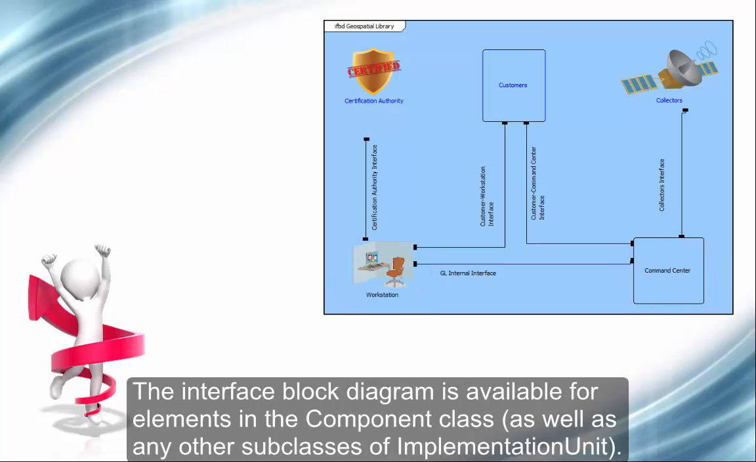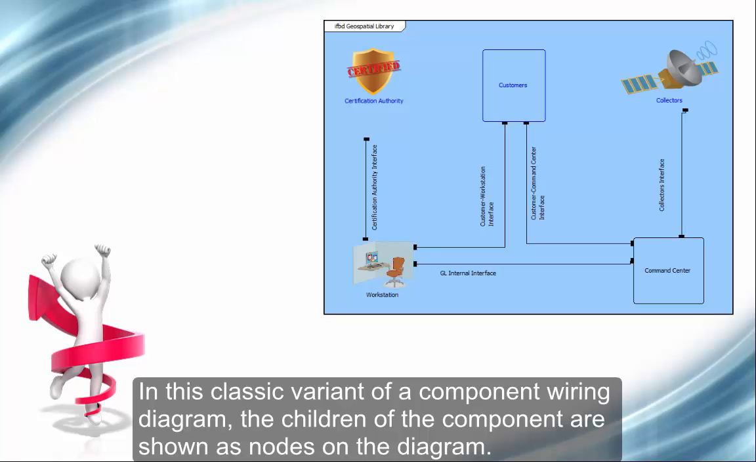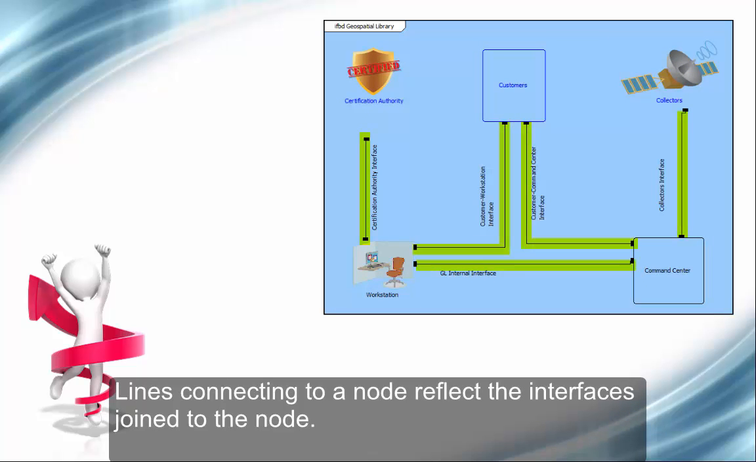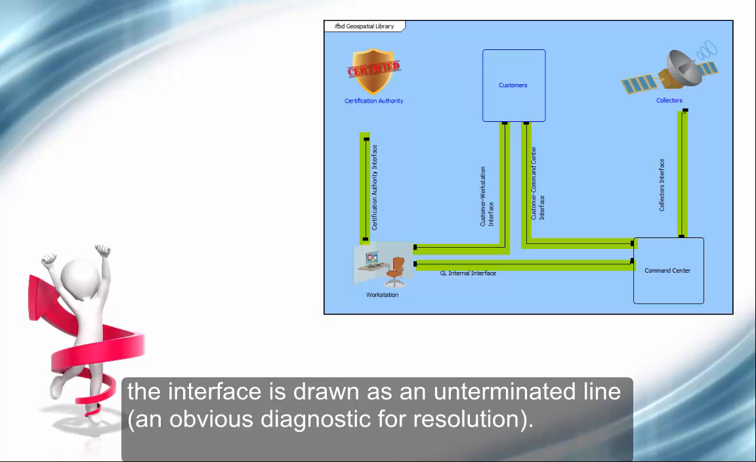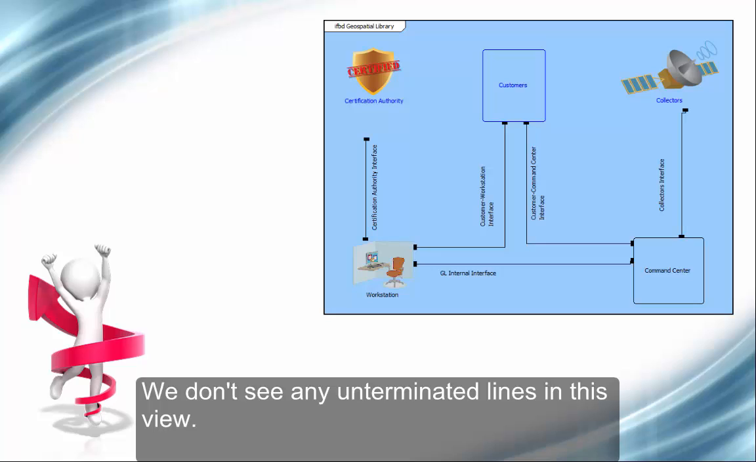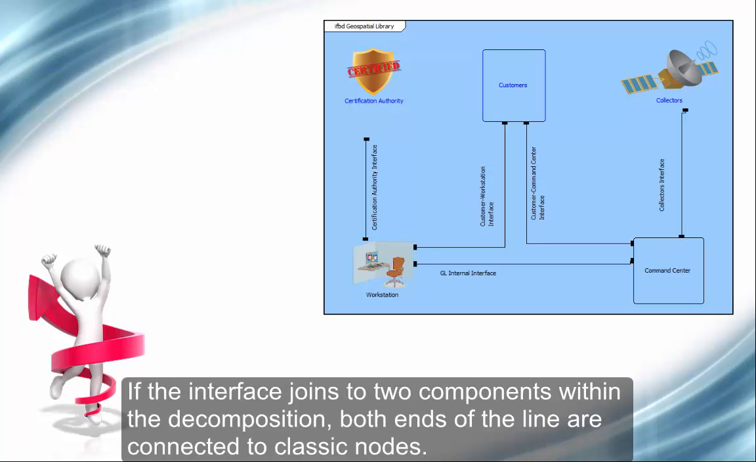The interface block diagram is available for elements in the component class, as well as any other subclasses of implementation unit. In this classic variant of a component wiring diagram, the children of the component are shown as nodes on the diagram. Lines connecting to a node reflect the interfaces joined to the node. If the interface does not connect to another component in the system model, the interface is drawn as an unterminated line, an obvious diagnostic for resolution. We don't see any unterminated lines in this view.